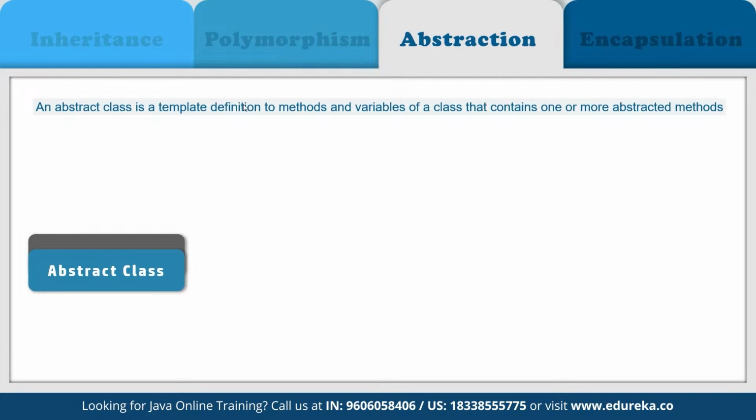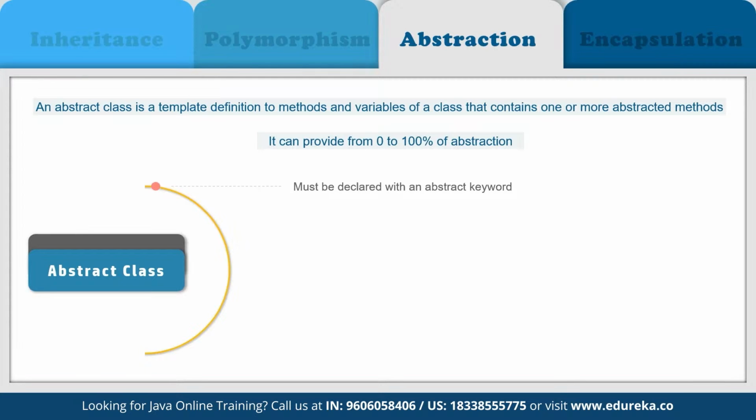Now when we talk about abstract class, an abstract class in Java contains the abstract keyword. So what exactly do we mean by the abstract keyword? If a class is declared abstract, it cannot be instantiated, which means we cannot create an object of an abstract class. Also, an abstract class can contain abstract as well as concrete methods. So we can achieve 0 to 100% abstraction using the abstract class.